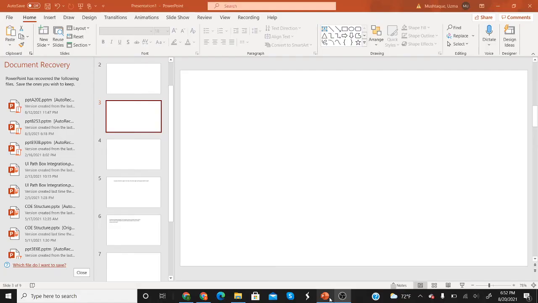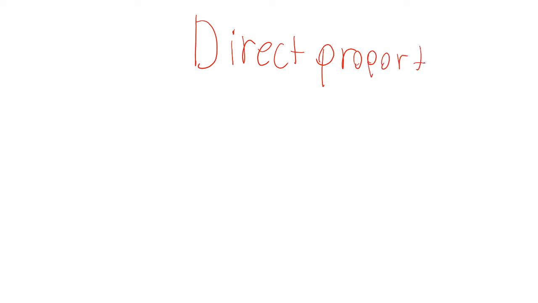Lesson 2 is going to be about direct and inverse proportion, so let's get started. So we're first going to talk about direct proportion, which is probably the most common type you will see. Now, direct proportion is when the quotient is constant.